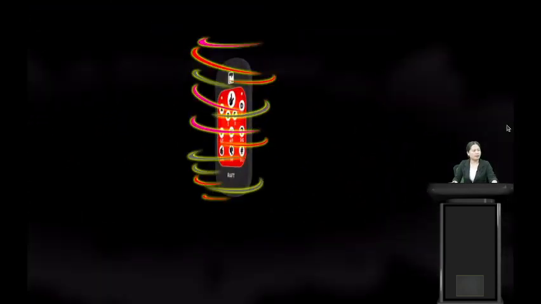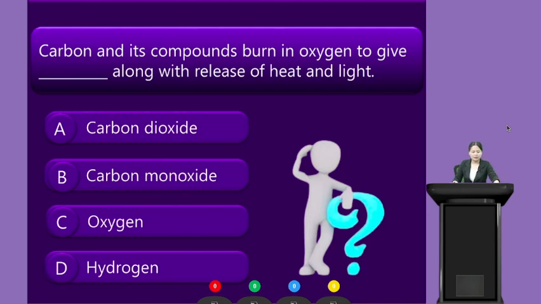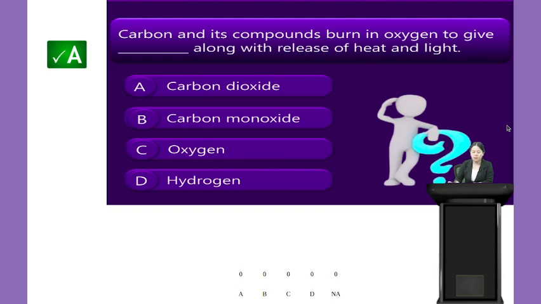Alright students, we have another question. Please get your rough devices ready. The question is, carbon and its compound burn in oxygen to give dash along with the release of heat and light. I'm giving you 15 seconds for this question. Your time starts now. Alright students, your time is up. Very good. The correct answer is option A, that is carbon dioxide. Carbon and its compound burn in oxygen to give carbon dioxide along with the release of heat and light.